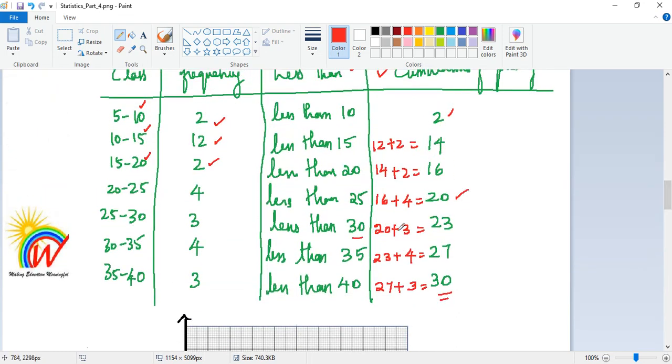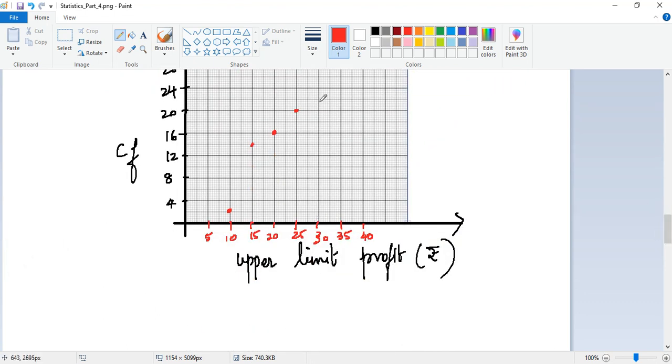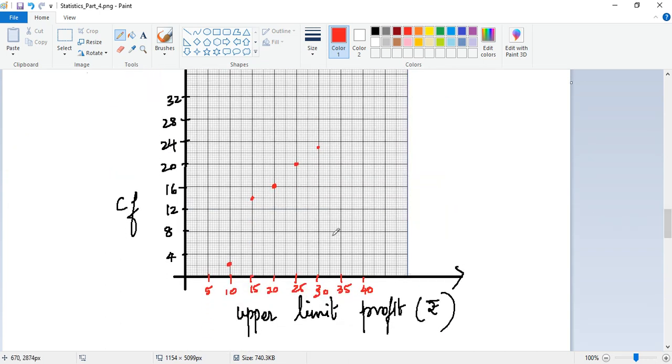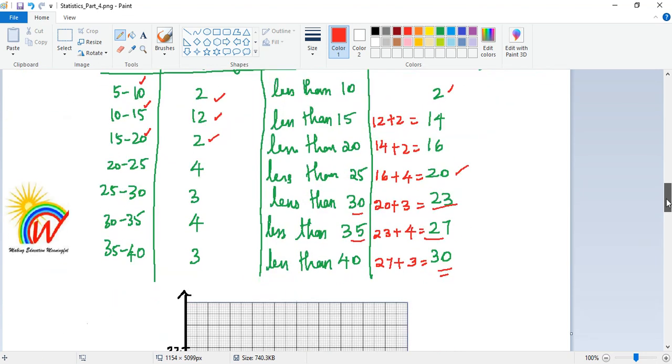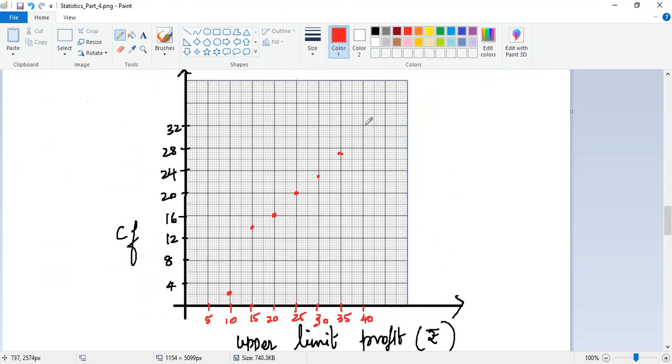Now 30 is 23. So for 30 it's 23, so 23 will be somewhere over here. Then you have 35 is 27. So 35 is 27, so 27 is going to be somewhere over here. Then you have 40 is 30. So 40 is 30, and 30 is over here.